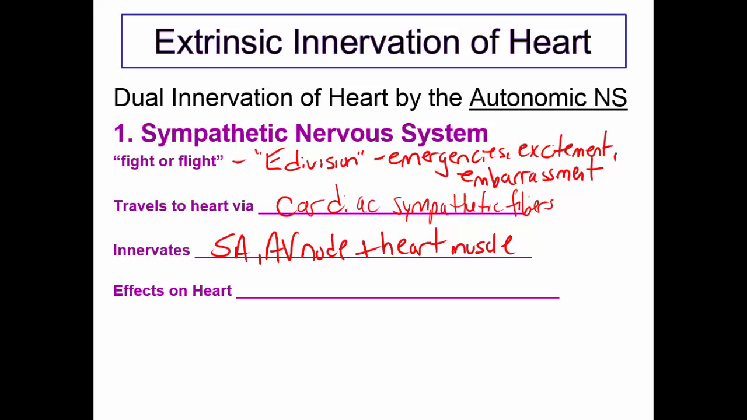The effect on your heart rate, if you think about the fight or flight response, is to increase your heart rate. So remember we said that the SA node sets the rate of the heart at about 75 beats a minute. Well, if you were going to exercise, that wouldn't be sufficient to get the blood to your skeletal muscle tissues quickly enough. So the sympathetic nervous system would increase your heart rate, maybe to 150 or 180 beats a minute.